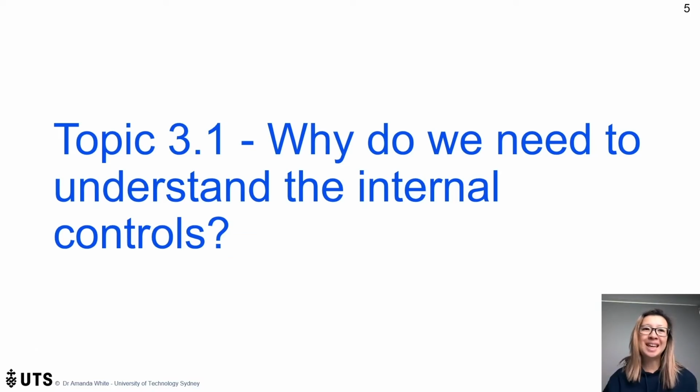Our first topic in this module is about why we need to understand internal controls. And the why question is really important because if you don't understand how internal controls fit in and how they might actually help us on the audit, then you're going to potentially miss something. So let's get into this topic.